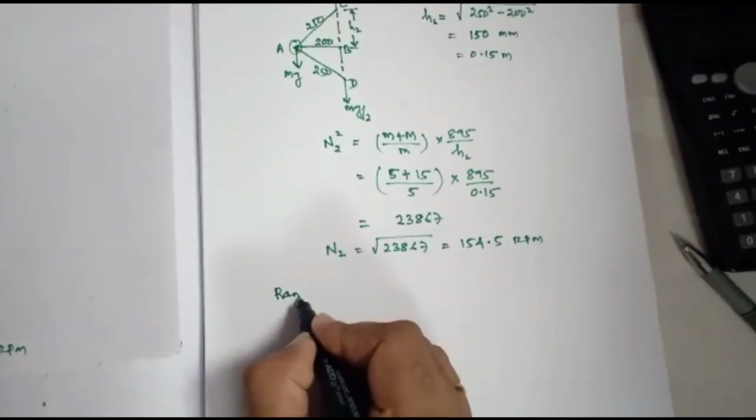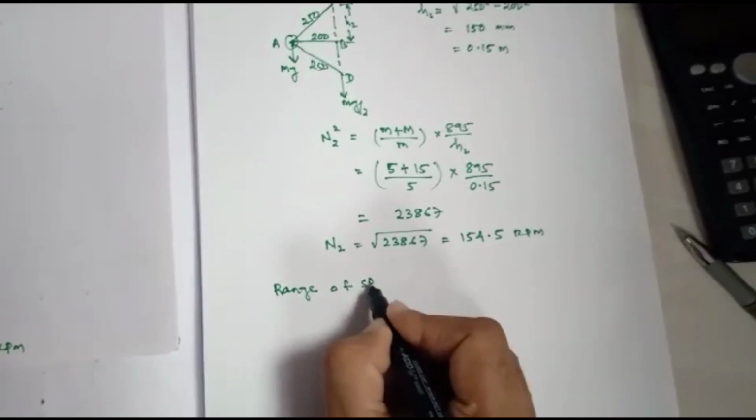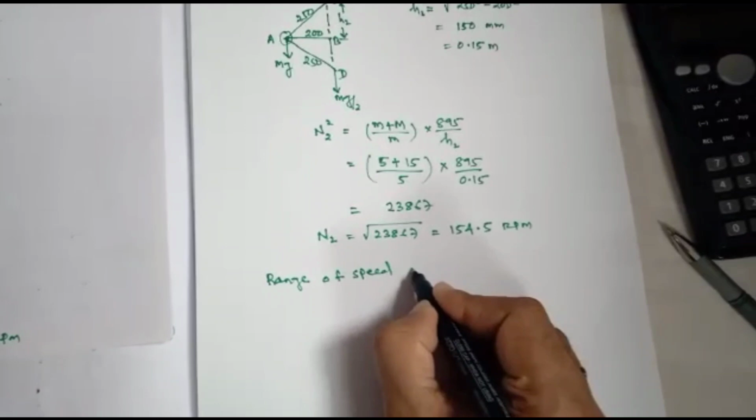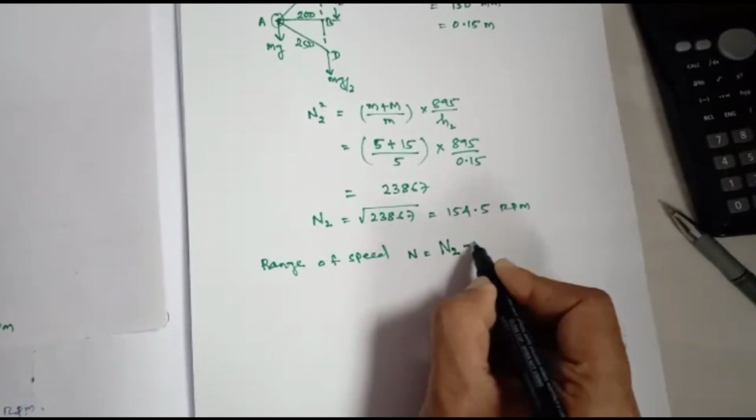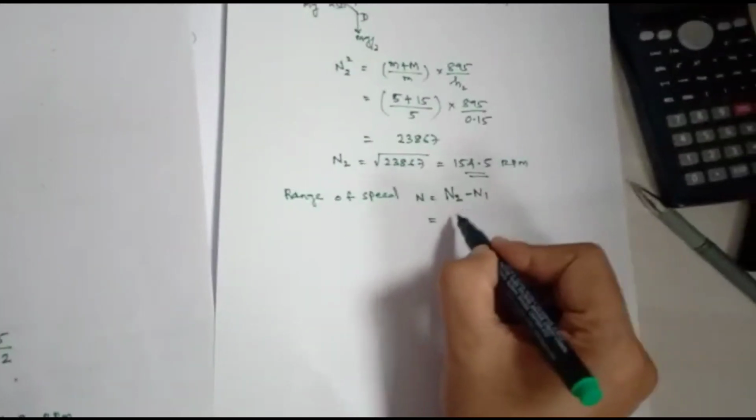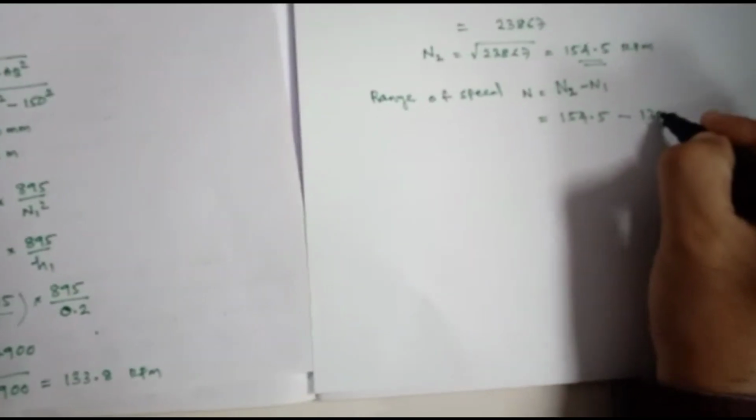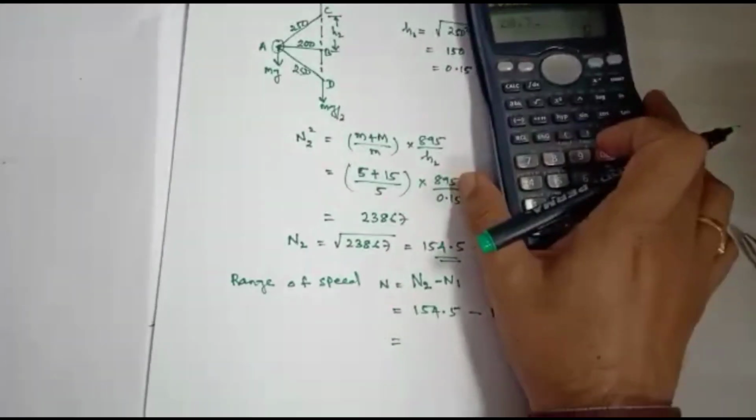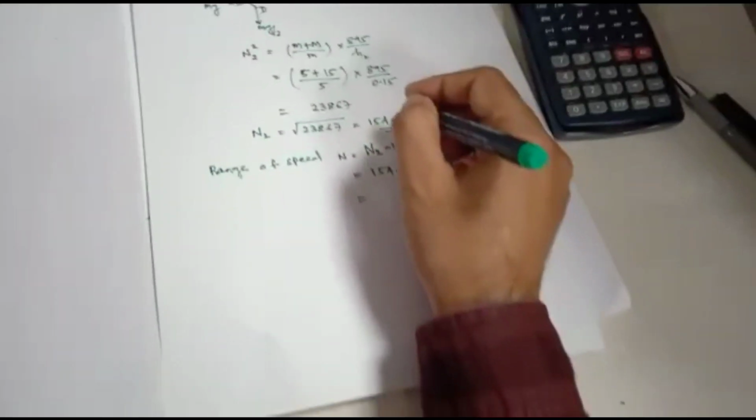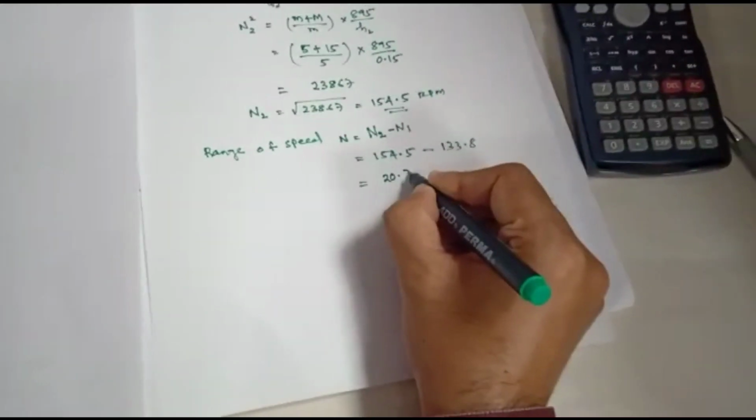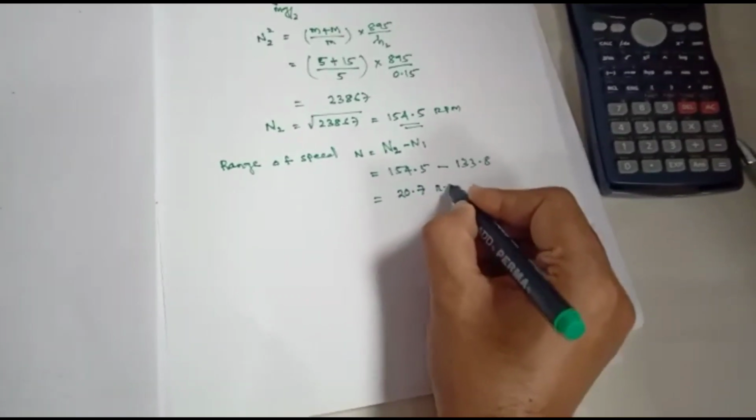Now the final step is to find out range of speed. Range of speed is nothing but difference between maximum speed and minimum speed. We got maximum speed value is 154.5 RPM and minimum speed value is 133.8 RPM, already calculated. After calculation we'll get the value, it is 20.7 RPM.